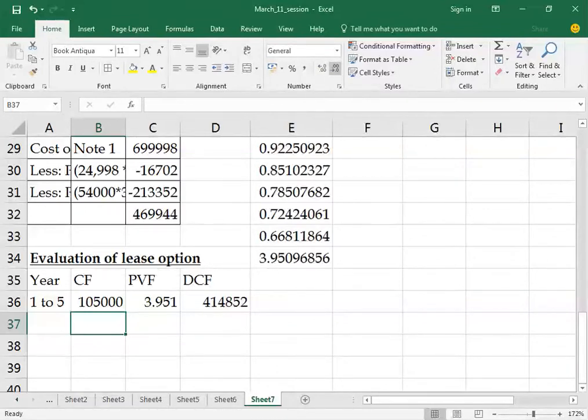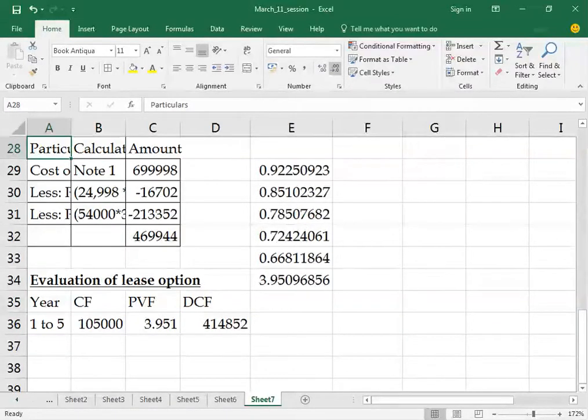25% of 7 lakhs, the cost of the asset. 25% of 6,99,998. 25% of the cost of the asset. Any doubts on this? Lease rental is 25% of the cost of the asset. Clear? So you will have to consider the tax part. Be very careful about that. Your discount rate has to be the after tax cost of debt if the problem is silent. So this problem's answer is only in 6 lines, that's all.